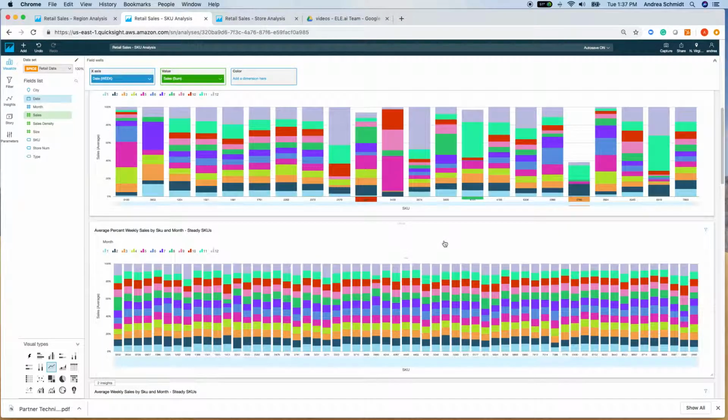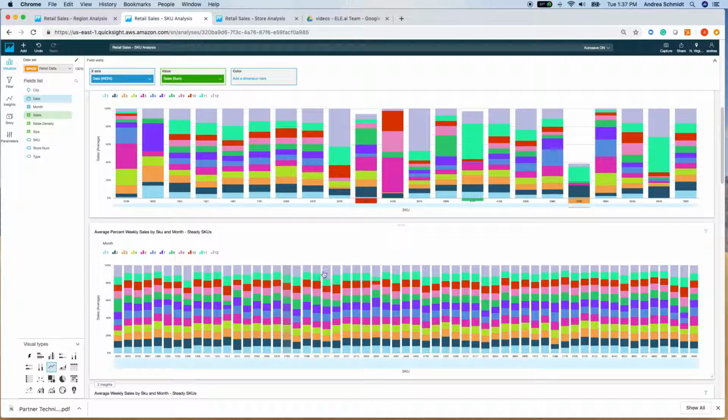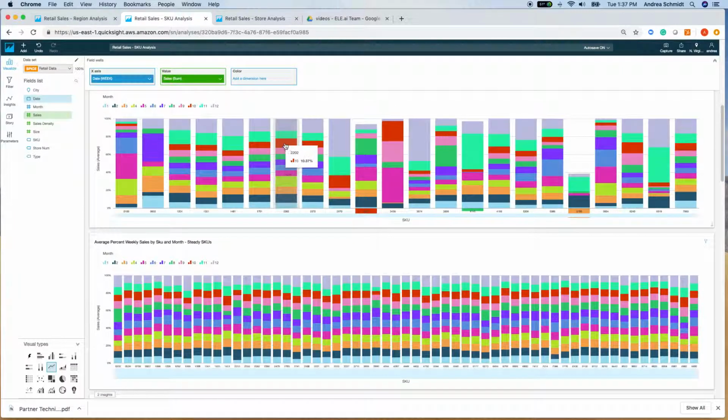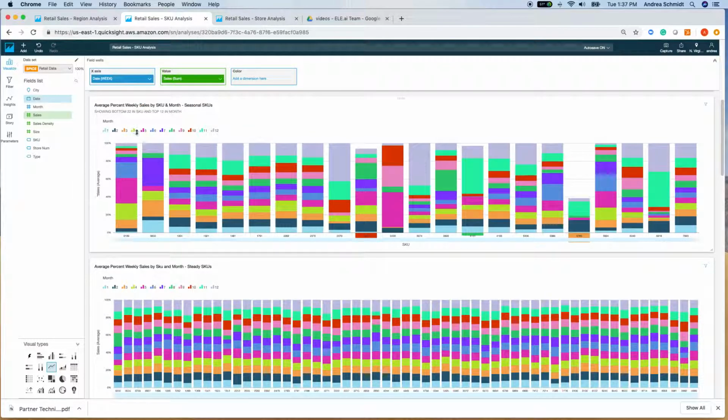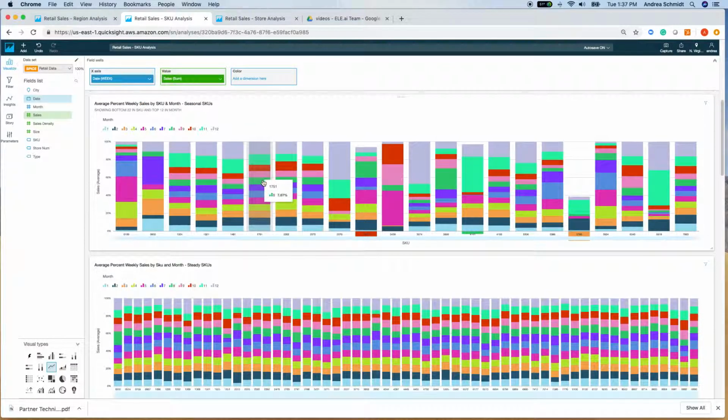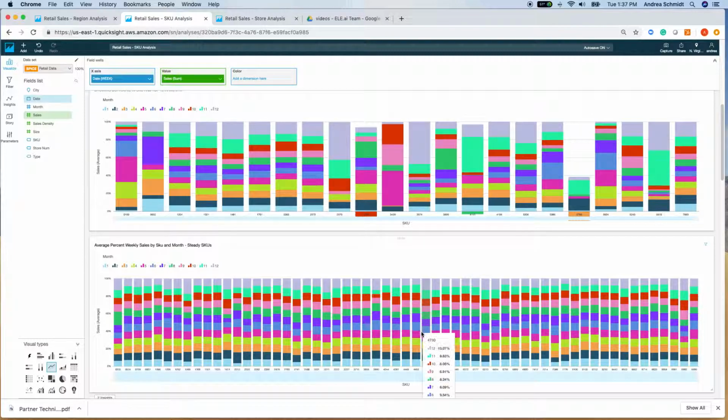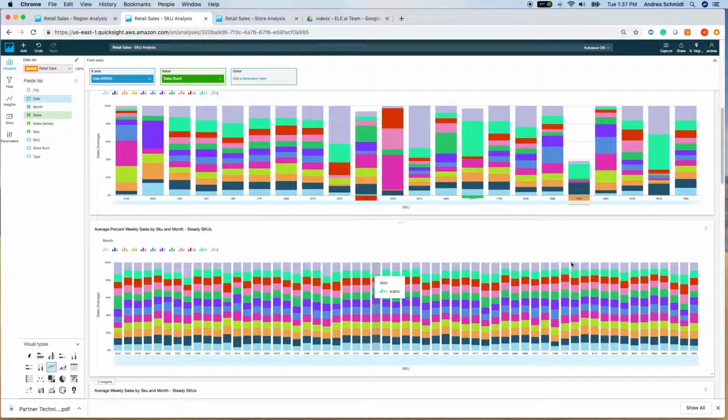Okay, so I'd like to compare these two, and this is how I created the seasonal SKU and then the steady state or steady sales SKUs by looking at this chart. So I had the 100% view up, and I wanted to see if anything popped out visually to me. I put up here as part of this seasonal SKU group, and anything that looked normal, I put down here to see. And of course, it's not perfect.